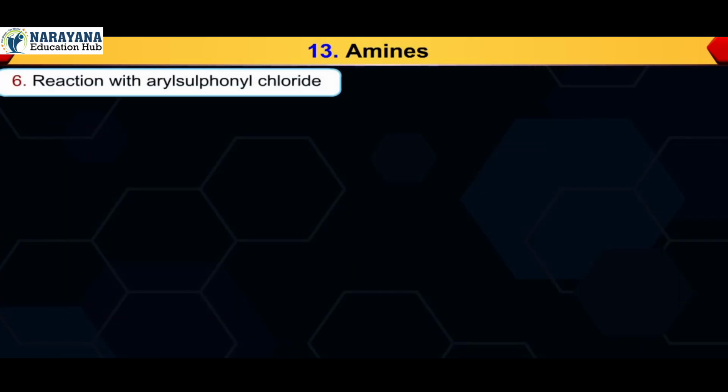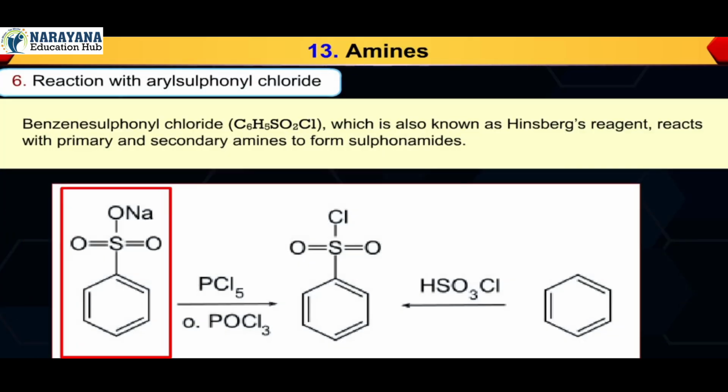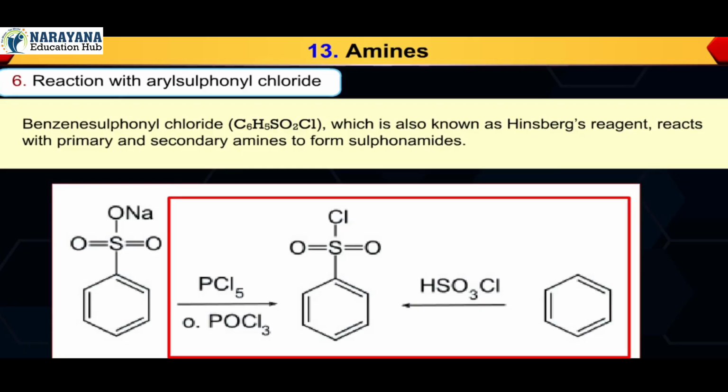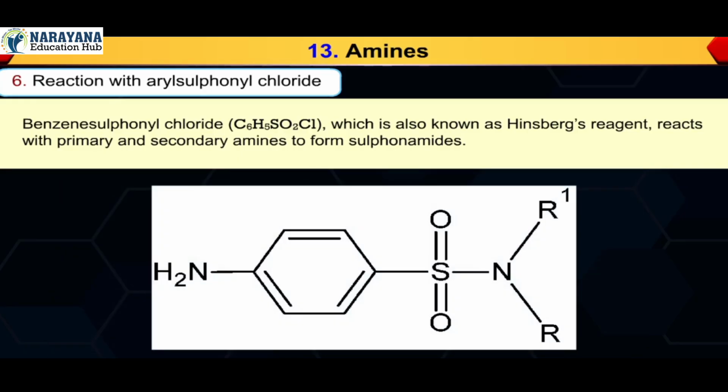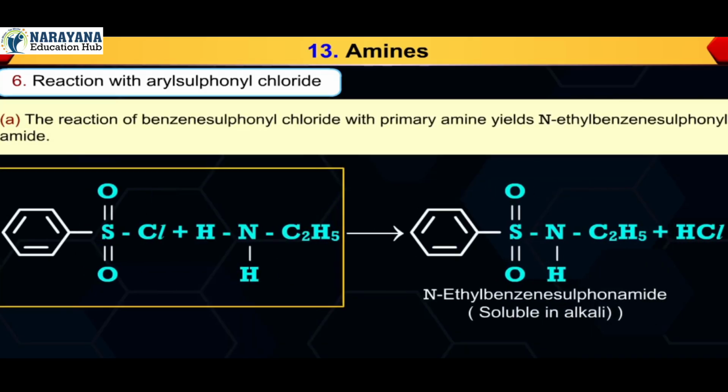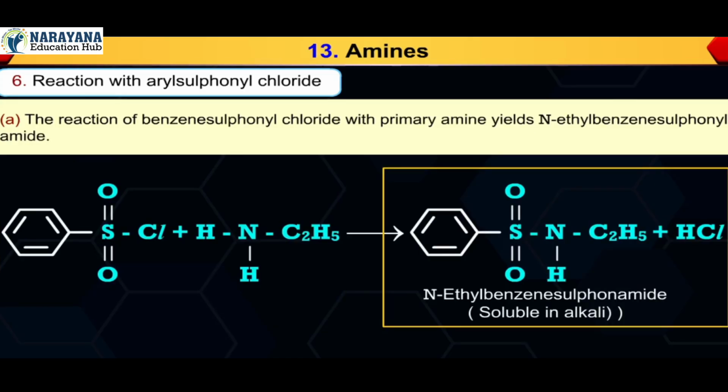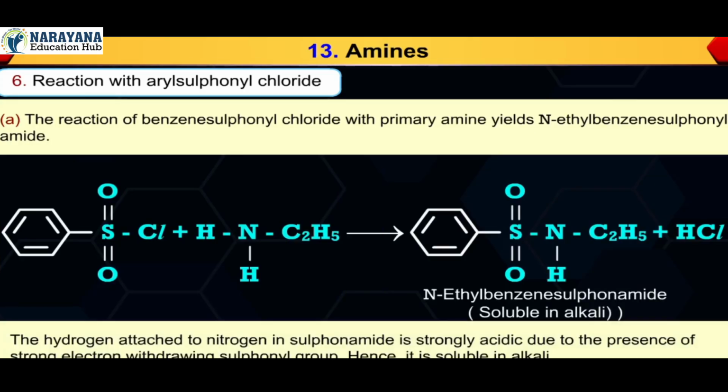6. Reaction with aryl sulfonyl chloride. Benzene sulfonyl chloride, that is C6H5SO2Cl, which is also known as Hinsberg's reagent, reacts with primary and secondary amines to form sulfonamides. A. The reaction of benzene sulfonyl chloride with a primary amine yields N-ethylbenzene sulfonamide. The hydrogen attached to nitrogen in the sulfonamide is strongly acidic due to the presence of the strong electron-withdrawing sulfonyl group. Hence, it is soluble in alkali.